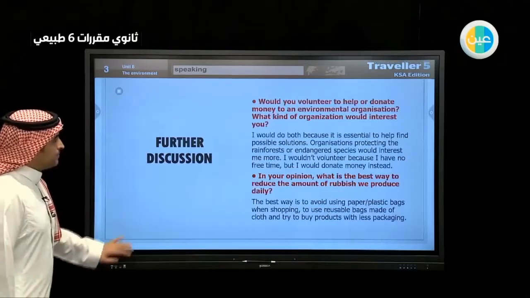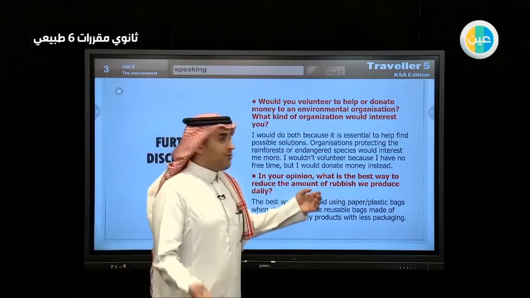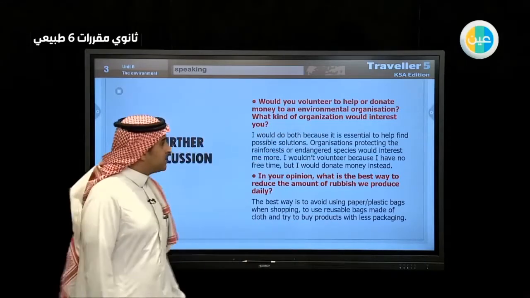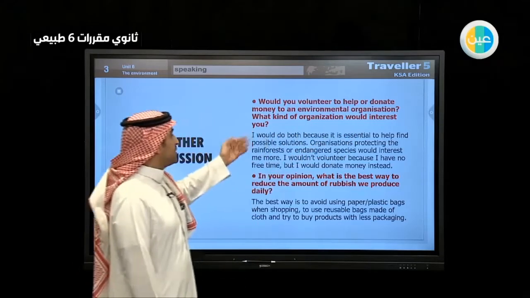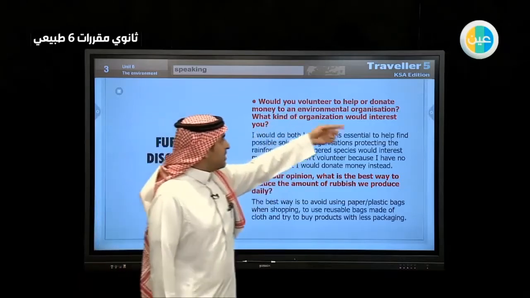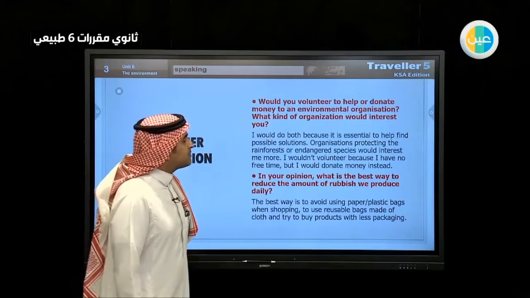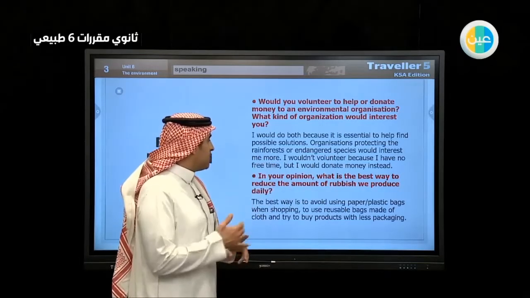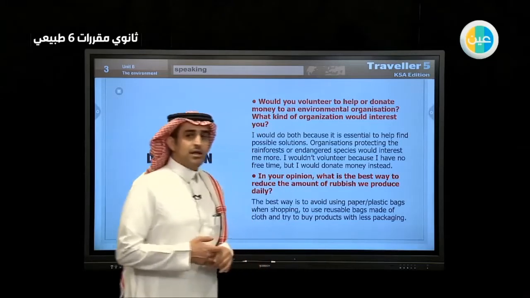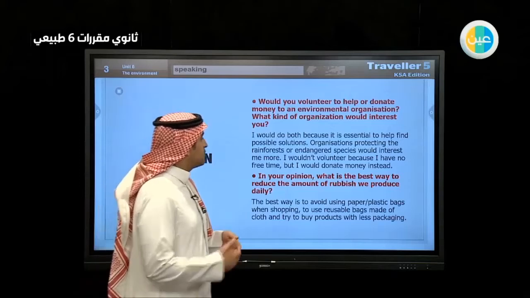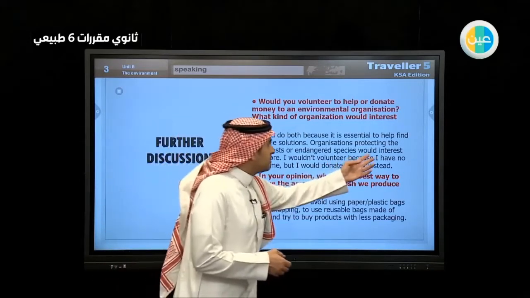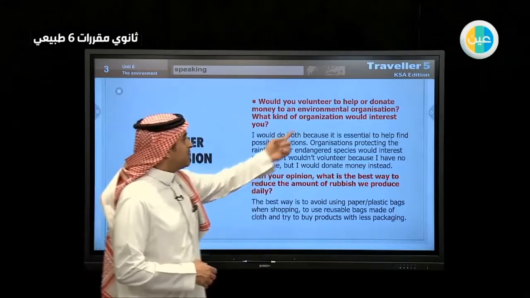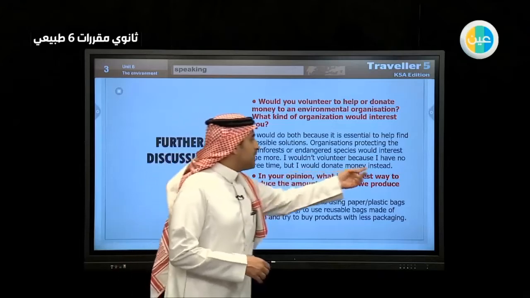Would you volunteer, work for free, to help, or donate, give money for free, to an environmental organization? What kind of organization would interest you? I would do both. He would do both, volunteer or donate, because it's essential and important to help find possible solutions. An organization protecting the rainforests from cutting down trees, or endangered species, the animals and plants facing extinction, to not decrease their number, would interest me more. I wouldn't volunteer because I have no free time, but I would donate money instead.